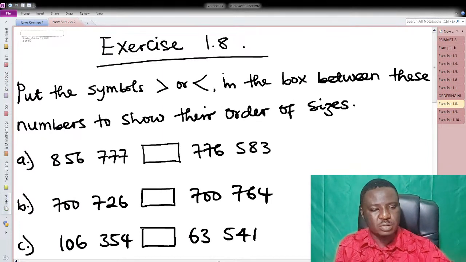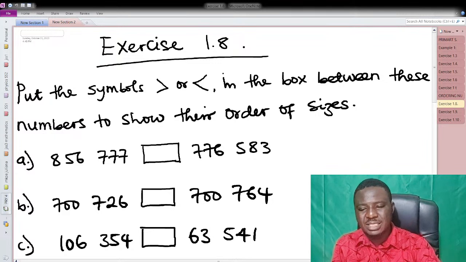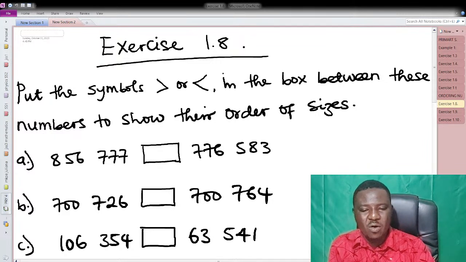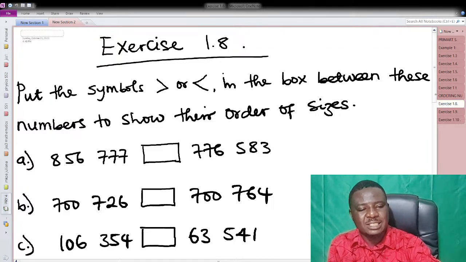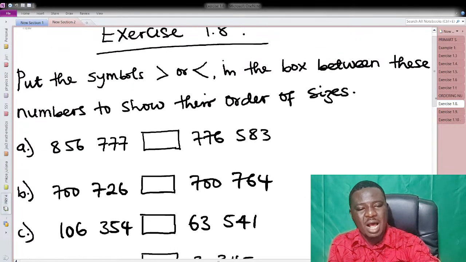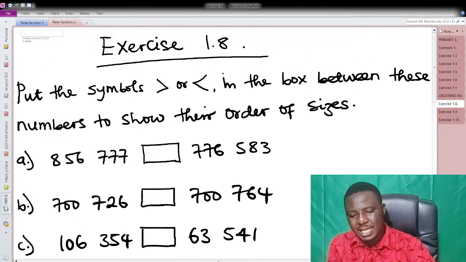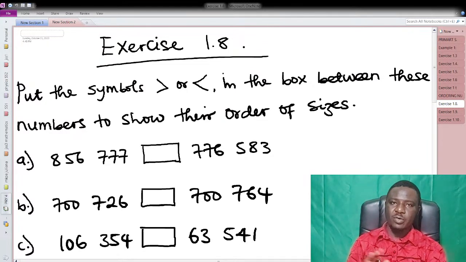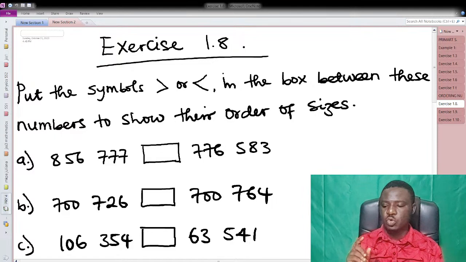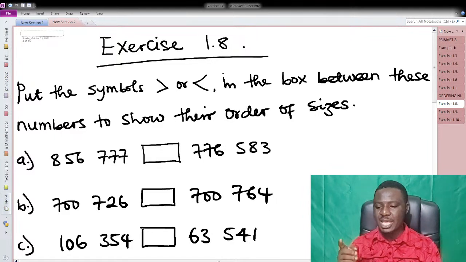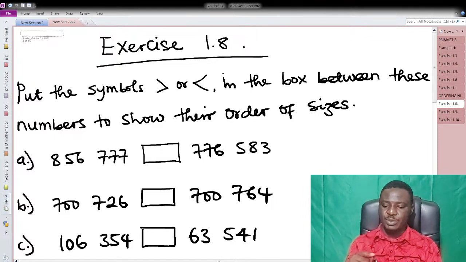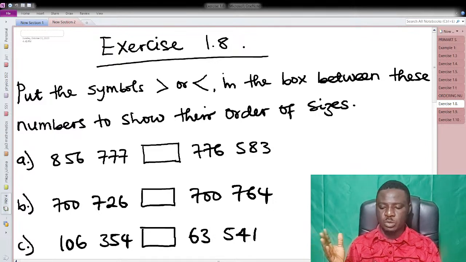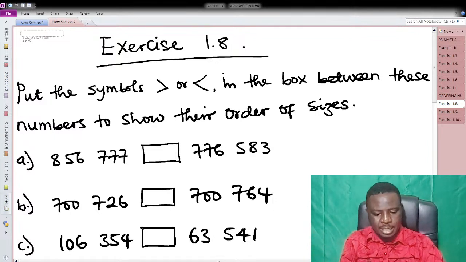So Raphael, I would like you to use the symbols greater than or less than in the box between these numbers to show their order of sizes. If you don't have any question, go straight ahead in solving this. All you need to do is just tell me greater than, less than. You don't need to copy out the numbers again. Just tell me A, greater than, B, less than, whatever you want to put. So just do it and let me see.